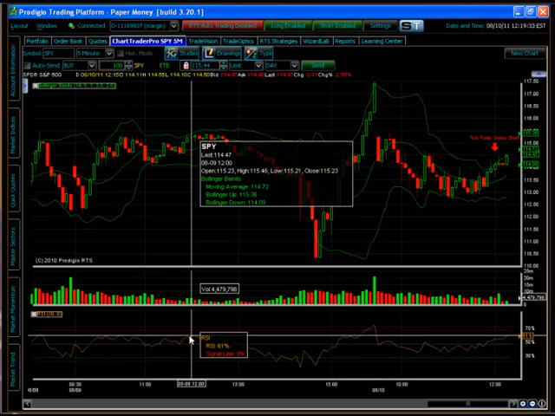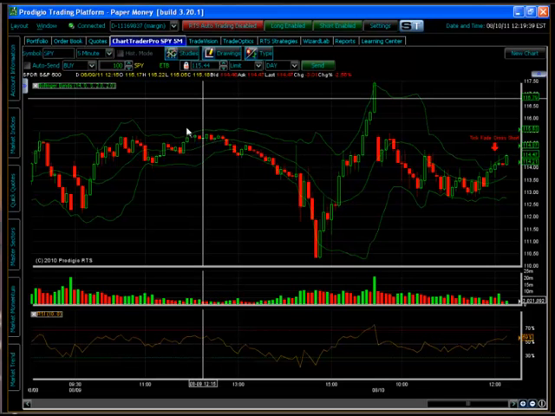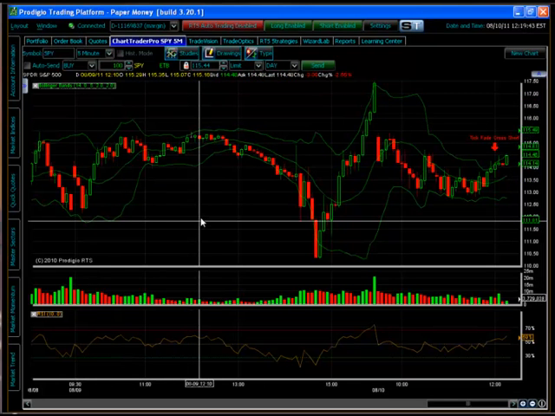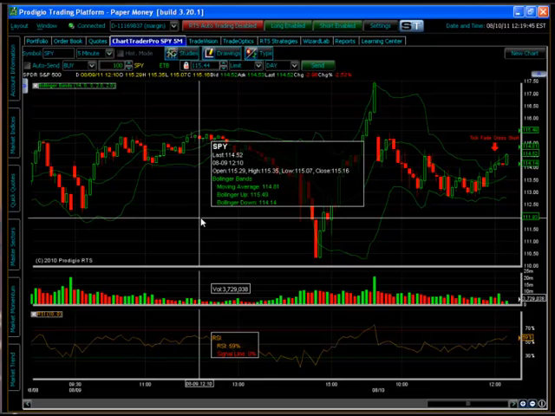61% means it's going up more than it's been going down. Now, it's not at an extreme inflection point, right? And you'll notice that it was kind of consolidating at this time. But you can use this information in order to make an educated decision.